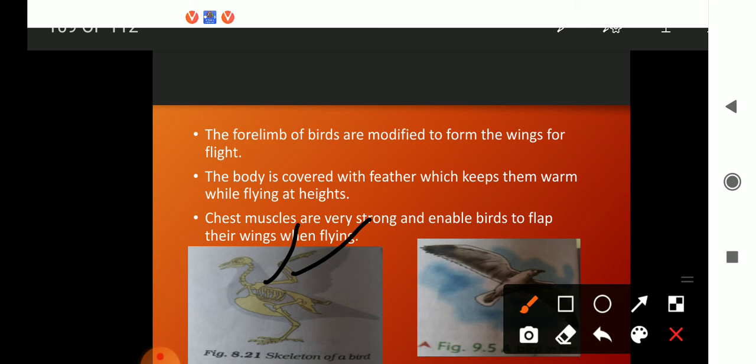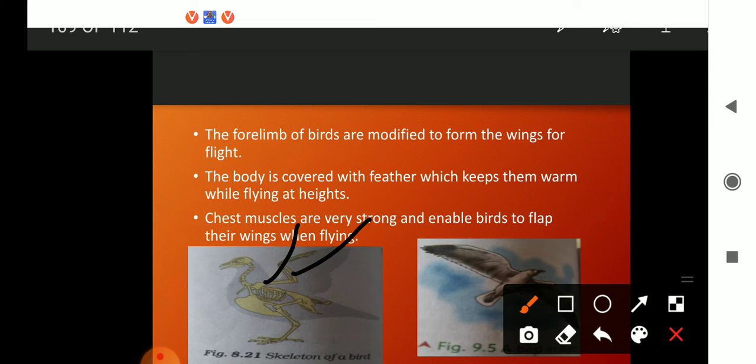And the whole body is covered with feathers. These feathers keep them warm while they are flying at heights, because at heights the temperature is low. So for that their body is covered with warm feathers, right.